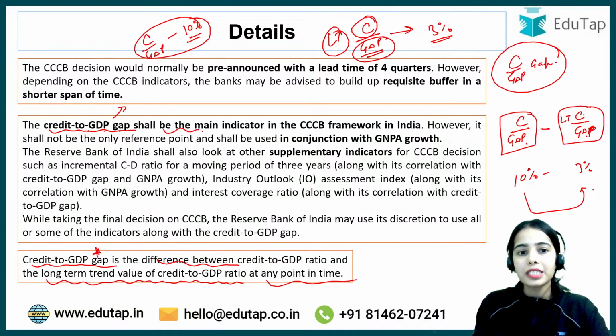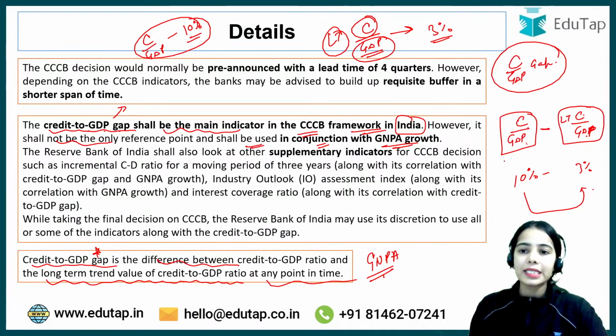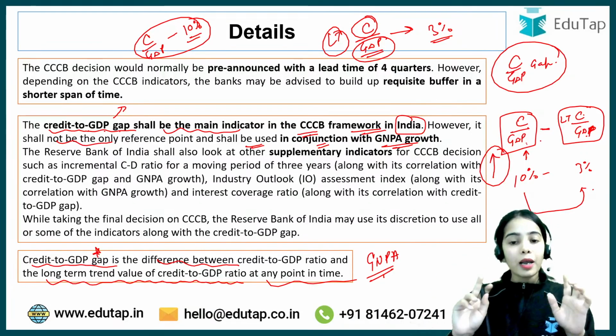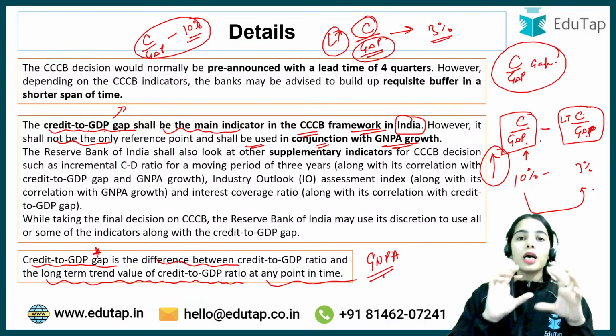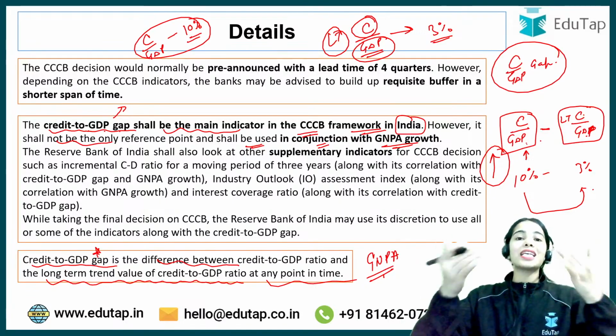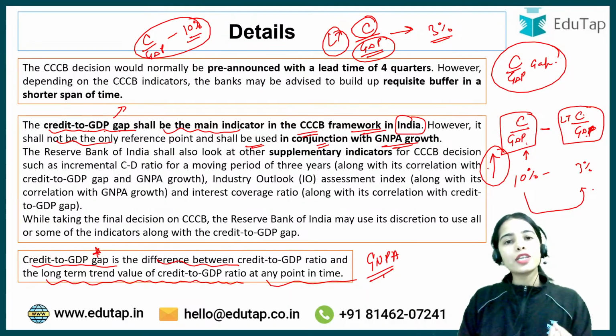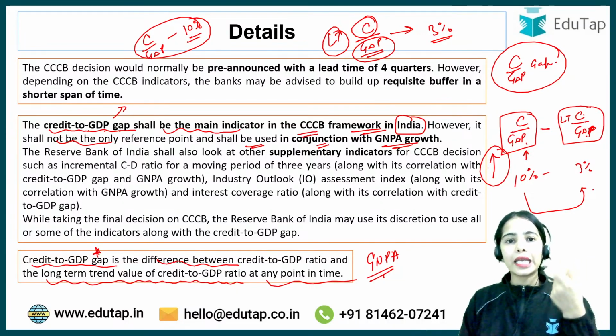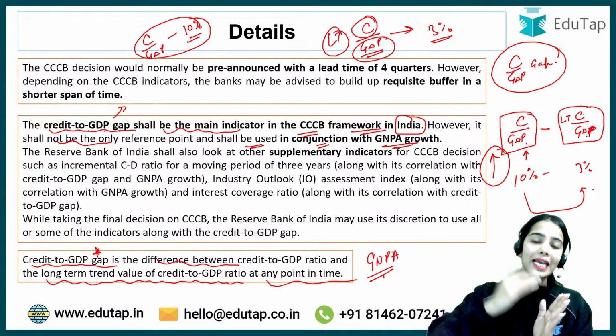The credit to GDP gap shall be the main indicator in the counter-cyclical capital buffer framework in India. However, it shall not be the only reference point and shall be used in conjunction with the GNPA growth, the gross non-performing assets. Let's say credit growth is happening and the credit to GDP ratio is way high at the current point of time, but good credit is being given with prudential norms followed. That means the people who receive the credit have the capacity to return it. This kind of credit is good because it is for the growth of the country, given to people engaged in productive activities. So this kind of excess credit is good.